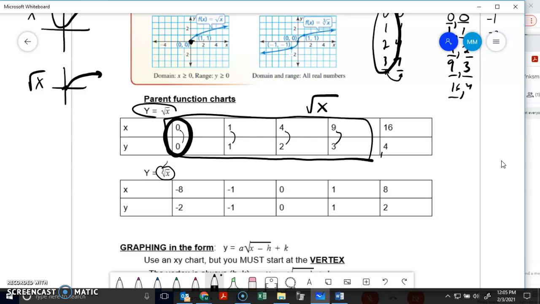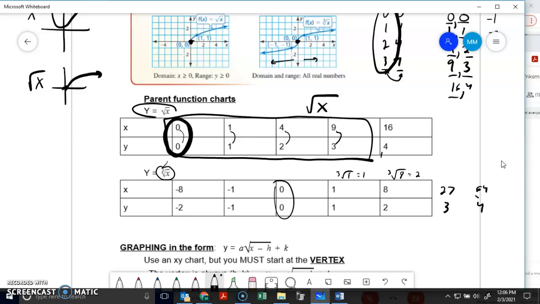0, 0 is also the starting point for cubed root, but it's in the middle because I can go both directions. So I start with 0, 0 in the middle, and let's think, what are the first perfect cubes? 1. Cubed root of 1 is 1. 8 is the next perfect cube. Cubed root of 8 is 2. If I wanted to do another one, I would do 27 and 3.